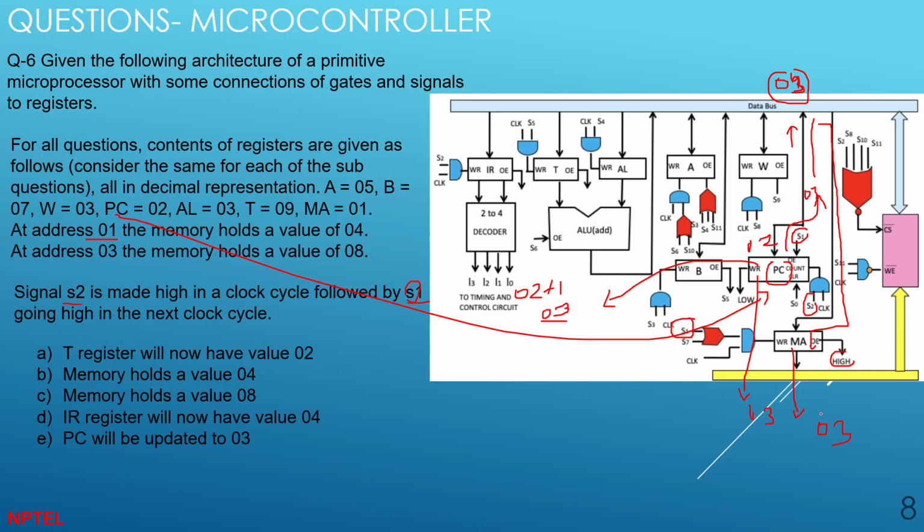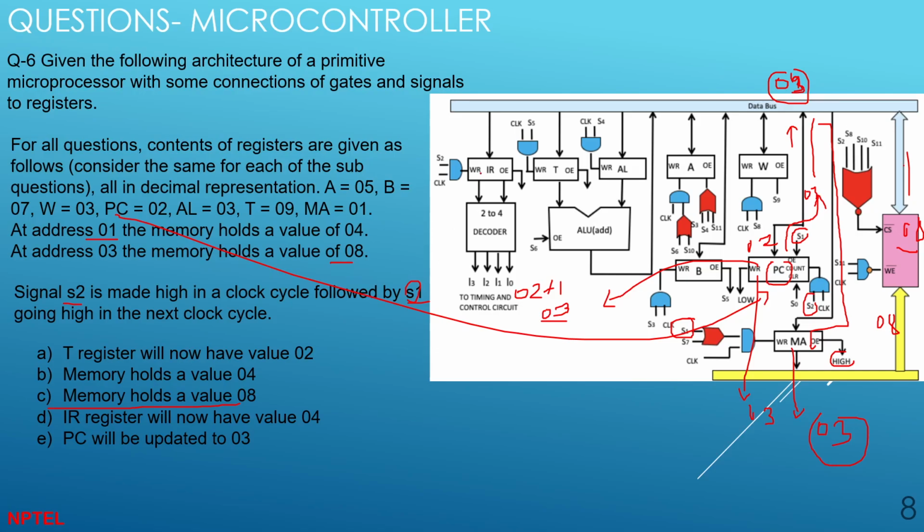So now MA is 03. When MA is 03, the value of the chip memory is 08. Now it will go to 08. The chip is 08 now, and it is always on. No, it's not on 0 because there is no S1 here. Now the memory value will be 08, so option C is right here.